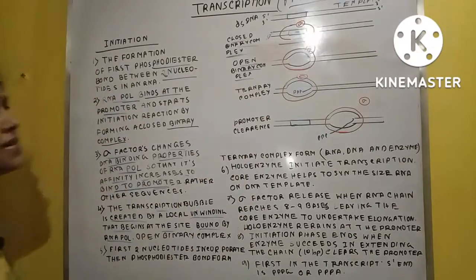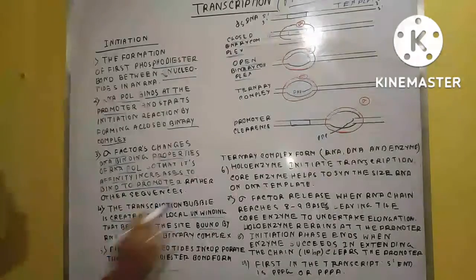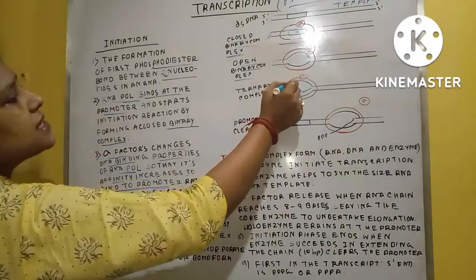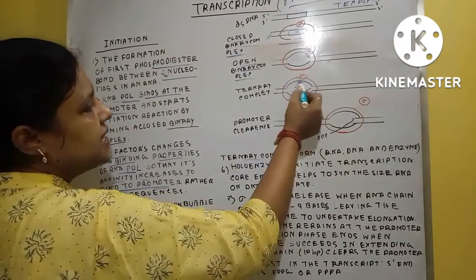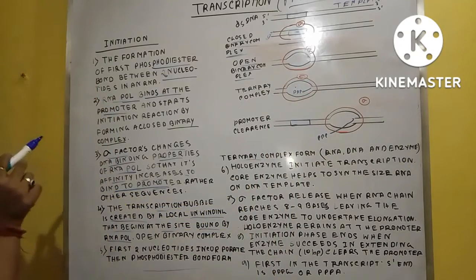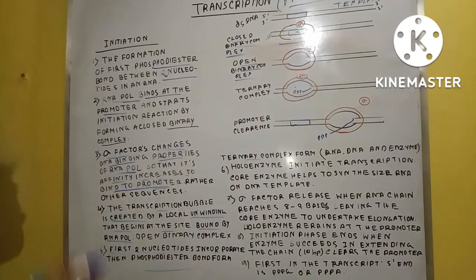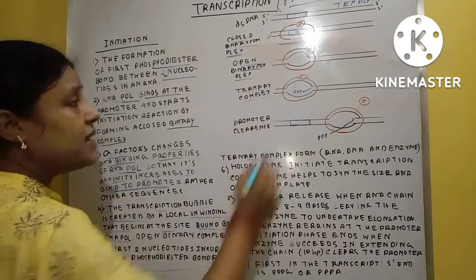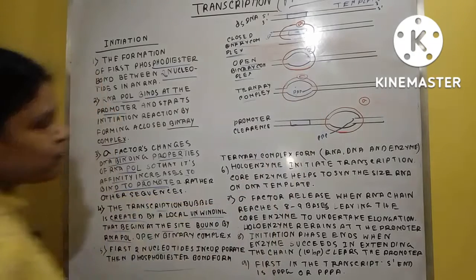Third one, this is the ternary complex. How is the ternary complex formed? The first two nucleotides incorporate and the phosphodiester bond forms, and the ternary complex forms here. You can say this is the ternary complex because here the RNA is seen, the DNA strand is seen and the RNA polymerase is seen. Three total substances are seen here, and that's why this is called the ternary complex. And here you can see the RNA that is forming.